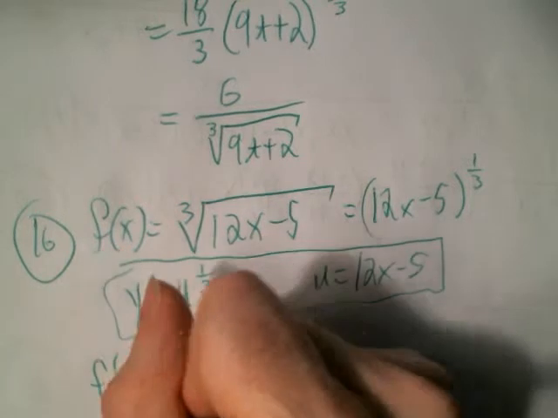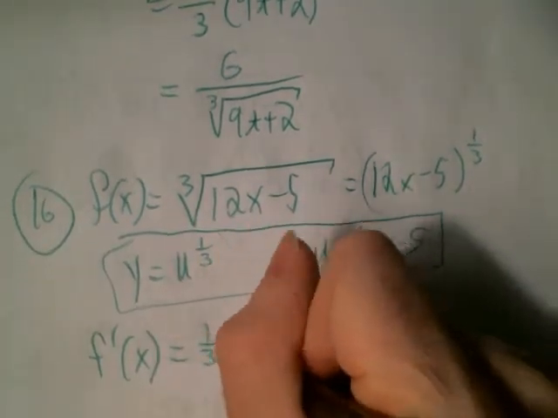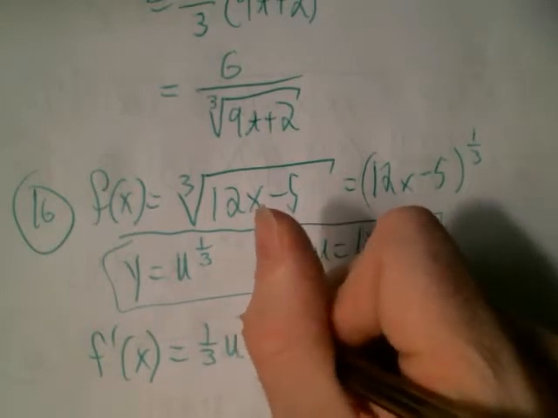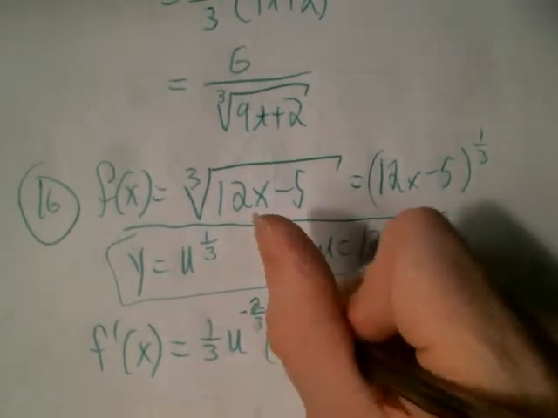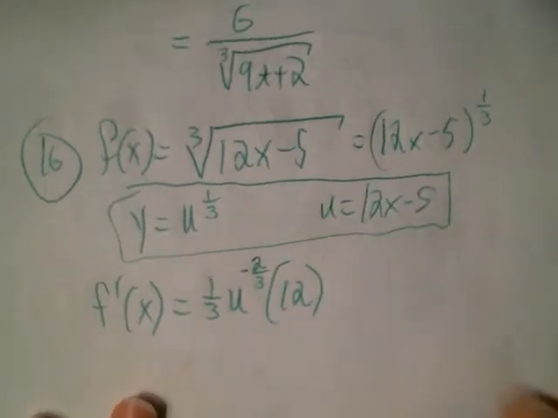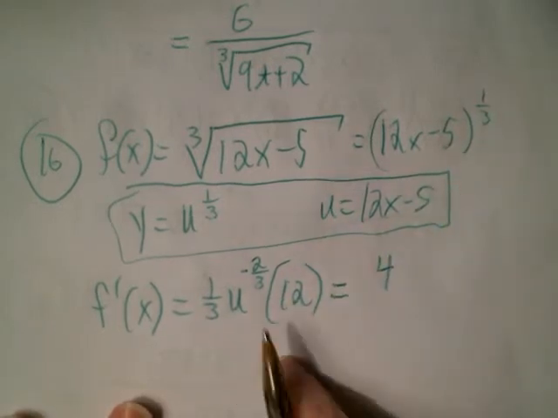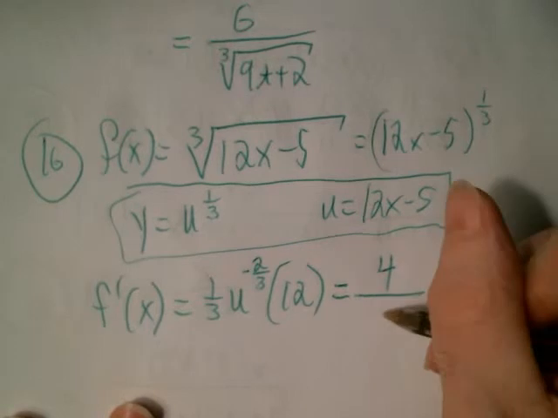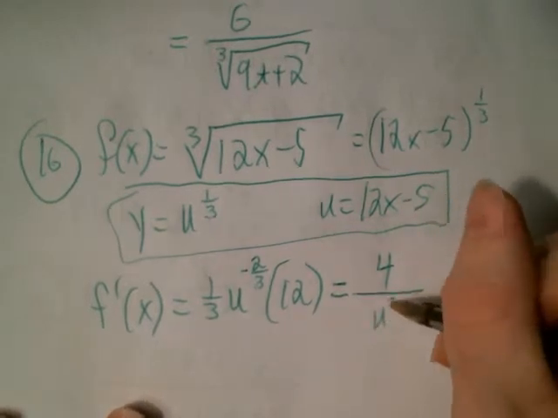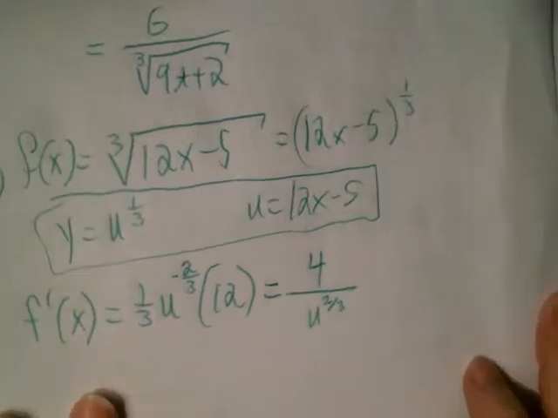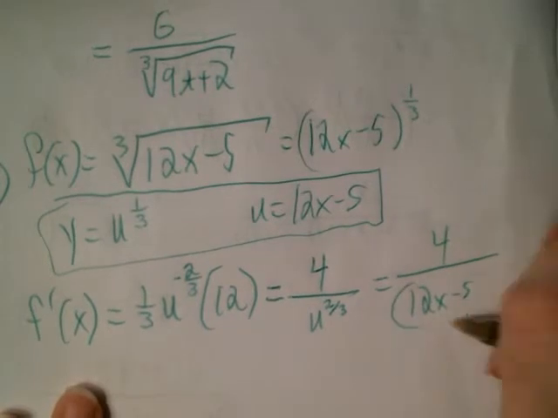So f prime of x is the derivative of this, bring on the 1/3, u to the 1/3 minus 3/3, which is negative 2/3, times the derivative of this, which is just 12. So 1/3 times 12 is 4. And then drop this into the denominator, so we have u to the positive 2/3 in the denominator. I still need the back sub. So it's 4 all over 12x minus 5 to the 2/3.